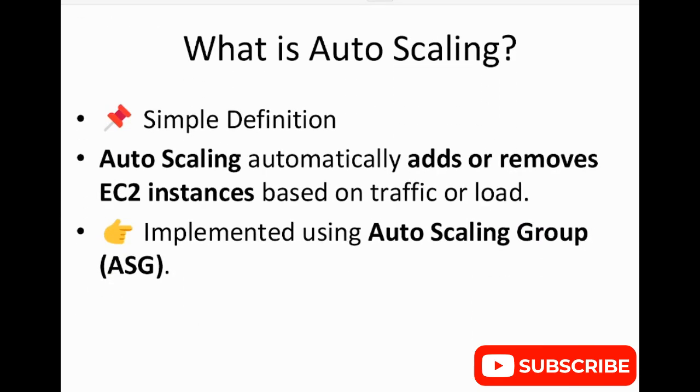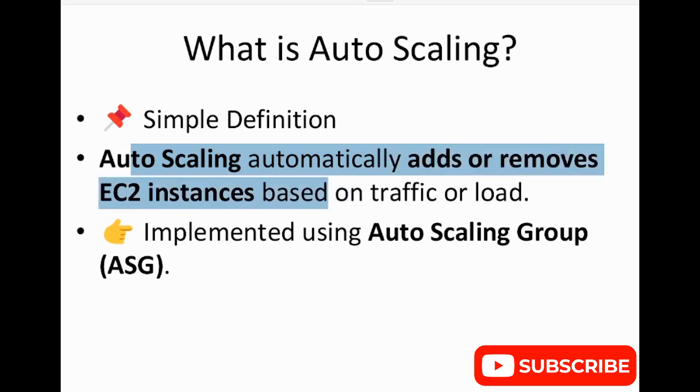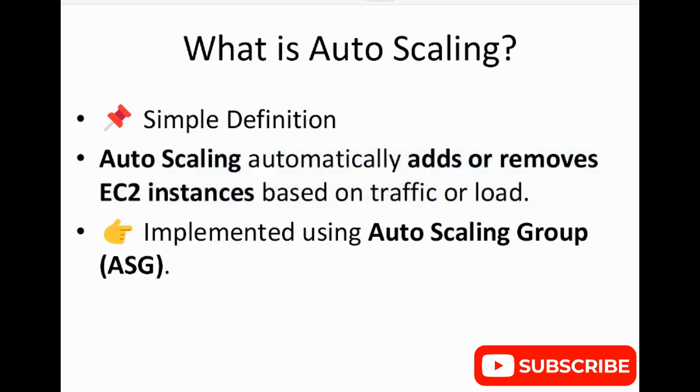Next one is auto scaling. What is auto scaling? Auto scaling automatically adds or removes EC2 instances based on traffic or load. It is implemented using an Auto Scaling Group. If you want to implement this, you have to use ASG, Auto Scaling Groups in AWS. Mainly its work is to automatically add or remove the EC2 instances.